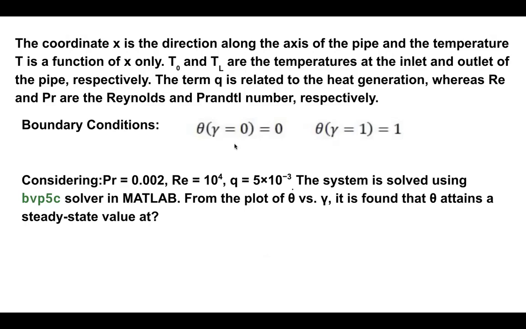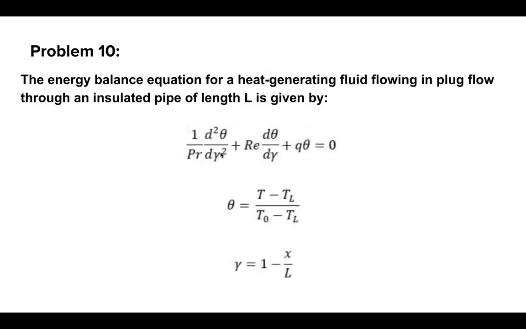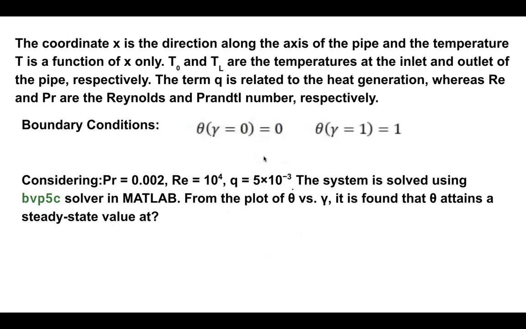Now we have the boundary conditions: at gamma equal to 0, theta is equal to 0, and at gamma equal to 1, theta is equal to 1. So this is the Dirichlet boundary condition. We are given the Prandtl number, Reynolds number and Q values. We should be able to solve this using bvp5c and plot theta versus gamma. So let's quickly go to MATLAB.